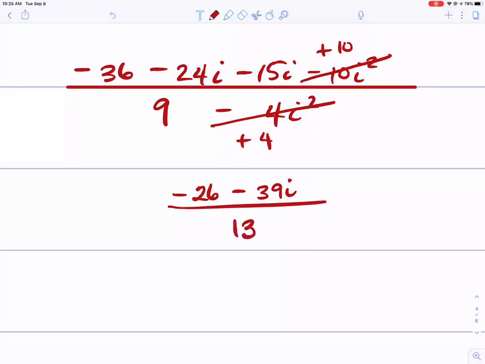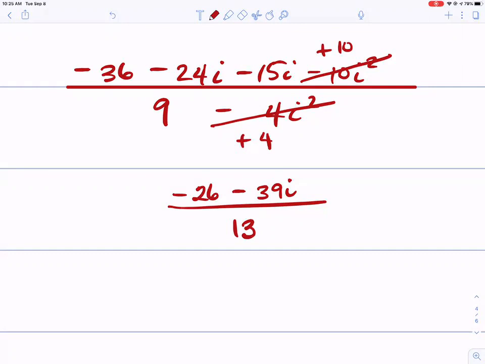13. I would so love to tell you you're finished, but you're not. For one thing, you can reduce. For another thing, this is not in standard form. Standard form has to be a separate real part and a separate imaginary part. Right now, everything's together.